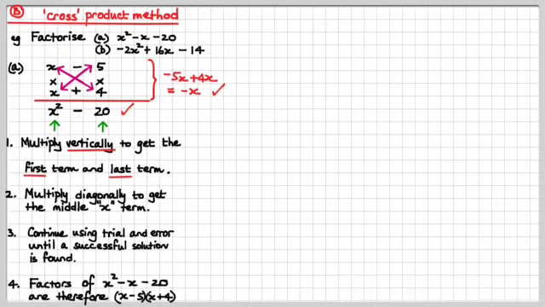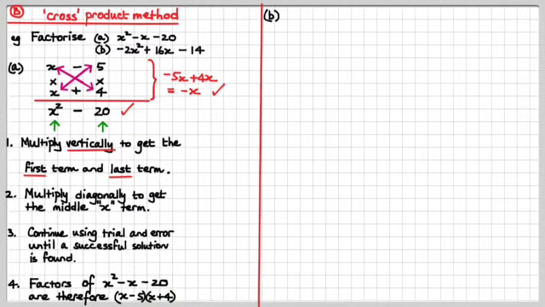So there it is. Therefore we've found that the factors of x squared minus x minus 20 are the first term, that one, x minus 5, and the second term, that one, x plus 4, multiplied together in their brackets. Okay? There it is. That's what you do.